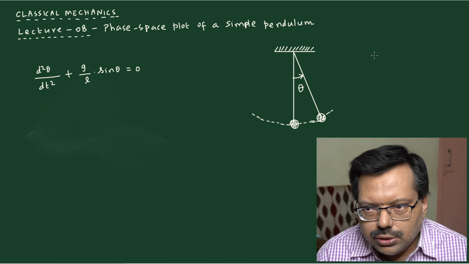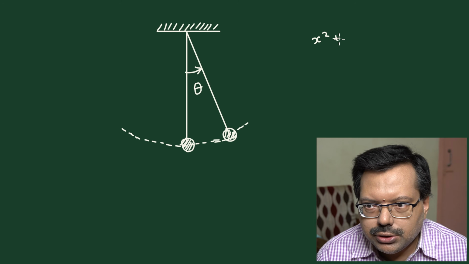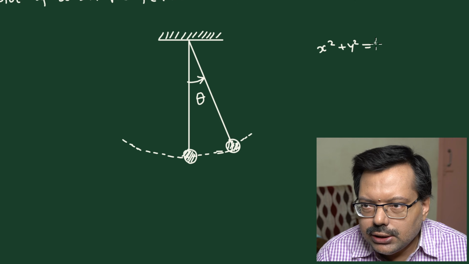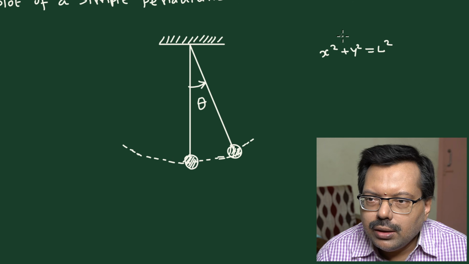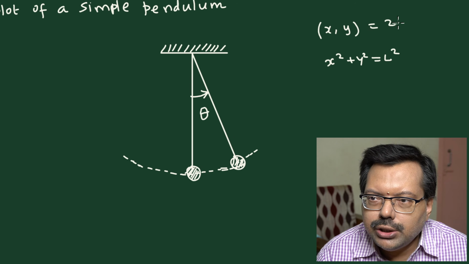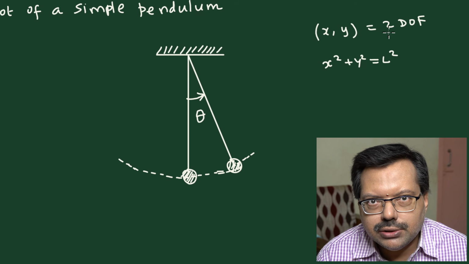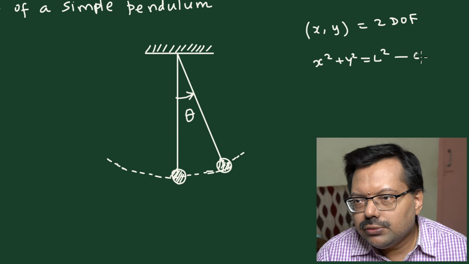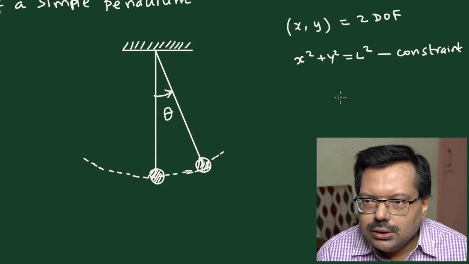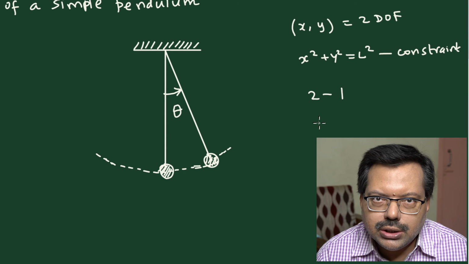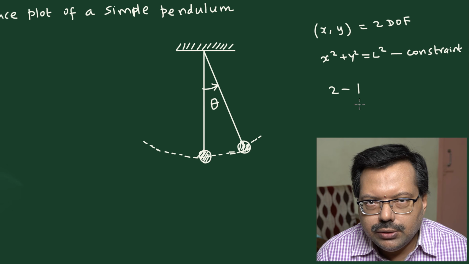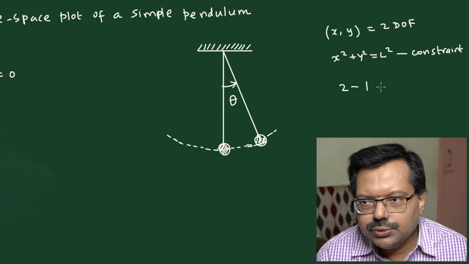Even so, you should remember one thing: we have the equation of constraint x square plus y square equals L square, and x comma y are the two coordinates required. So this gives you 2 degrees of freedom. DOF means degrees of freedom, and this is the equation of constraint. That means one constraint is there. So you subtract 2 minus 1. 2 is the degrees of freedom for two-dimensional planar oscillations. Out of that, one constraint is there, so you subtract 1. 2 minus 1 gives you 1.